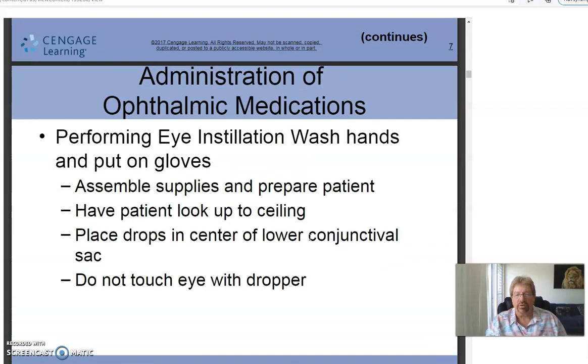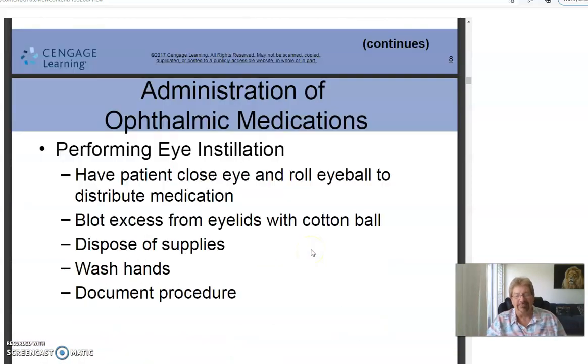Okay, we're still talking about ophthalmic medication. Perform eye instillation: wash hands and put on gloves, assemble supplies, prepare patient, have patient look up to the ceiling, place drops in the center of the lower conjunctival sac. What's that? Lower eyelid, inside of the eyelid. Do not touch the eye with a dropper. Why? You've contaminated the dropper, man. How are you going to use that on other patients? You want to throw out that expensive med because you touched the eye with it?